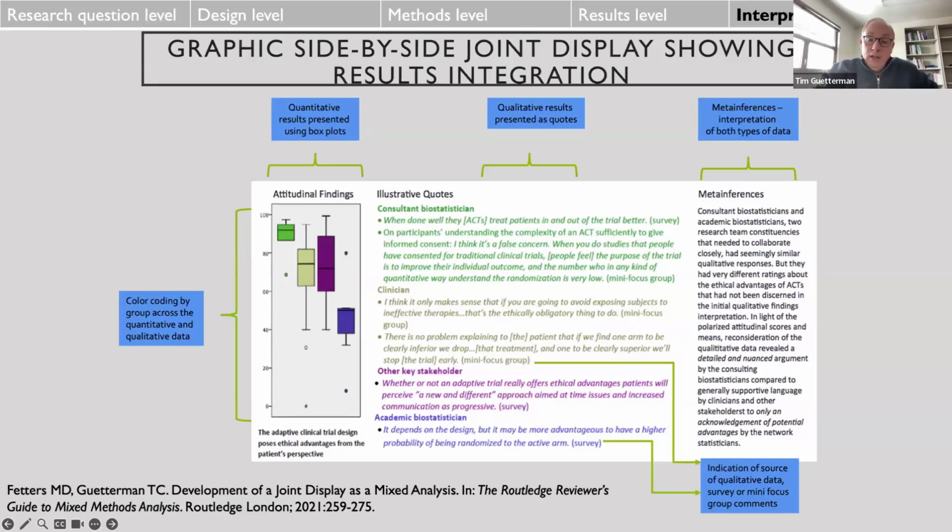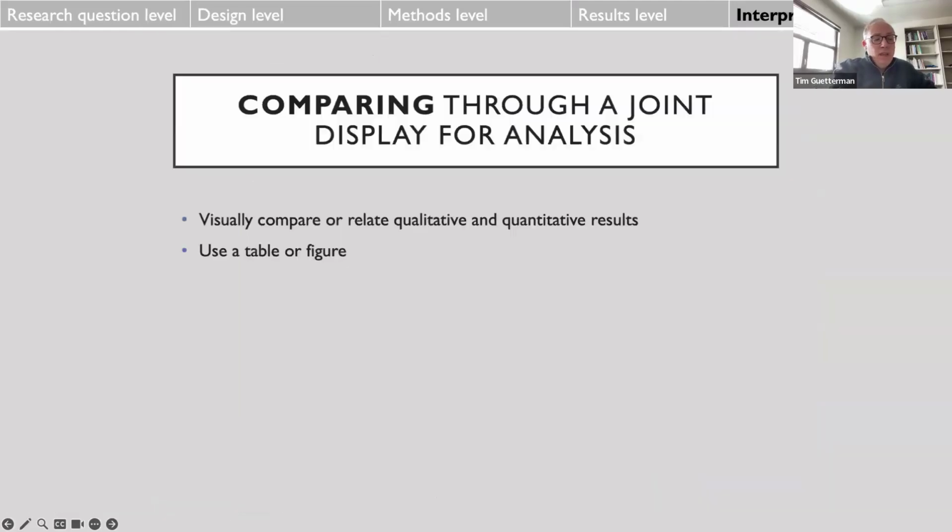So let me show you a couple of examples of different joint displays, and then we'll touch on how software can be helpful as well. For one, a joint display can be a tool for merging through comparing. So you're using a table or a figure to visually compare qualitative and quantitative results on common domains in order to generate those meta inferences, that new insight.